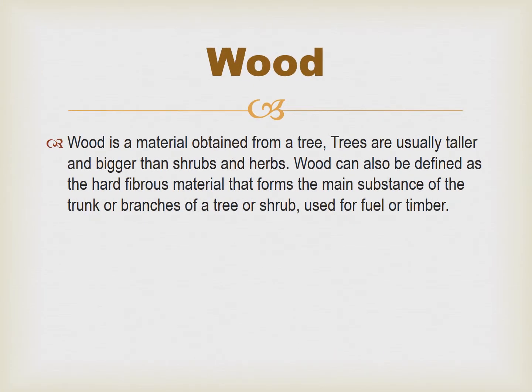Now we'll go to the topic of today, wood, because we'll be dealing majorly with wood. What is wood? Wood is a material obtained from a tree. Trees are usually taller and bigger than shrubs and herbs, and wood can also be defined as the hard fibrous material that forms the main substance of the trunk or branches of a tree or shrub. It can be used for fuel or timber. So wood is a material obtained from a tree.